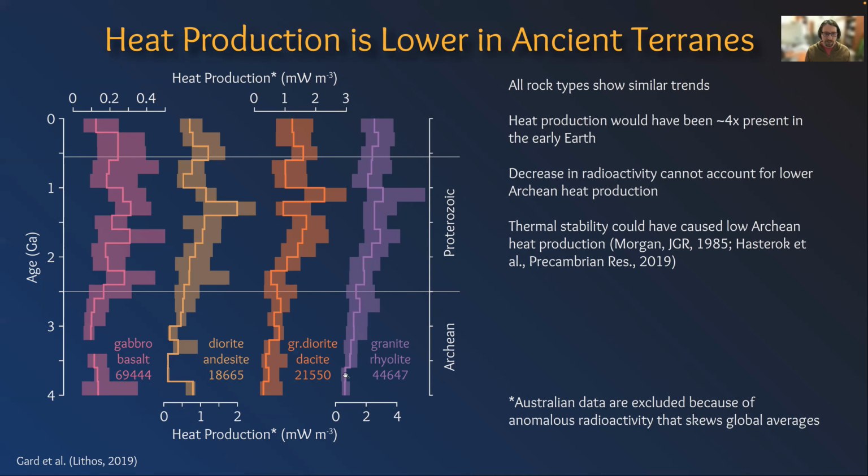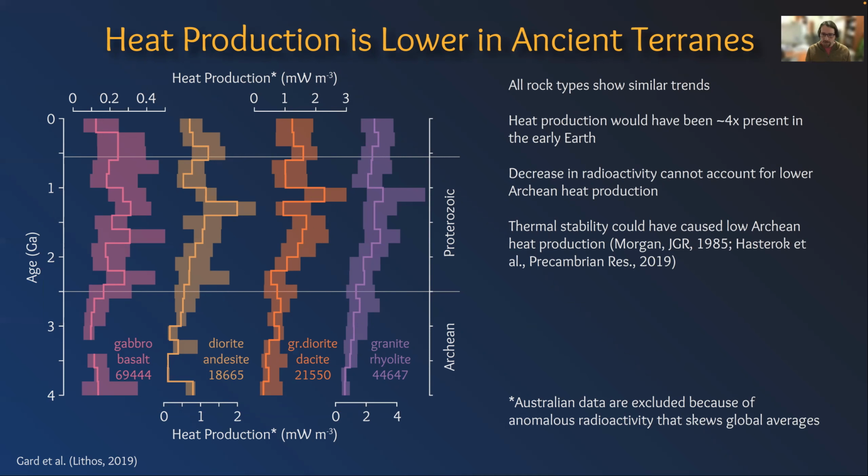In each of these cases, there's a distinct increase in heat production as we come out of the Archean into the Proterozoic. Sort of at the mid-Proterozoic, we start to hit more stable values that continue to the present day. Basically all rock types, or at least all igneous rock types, show these similar trends.